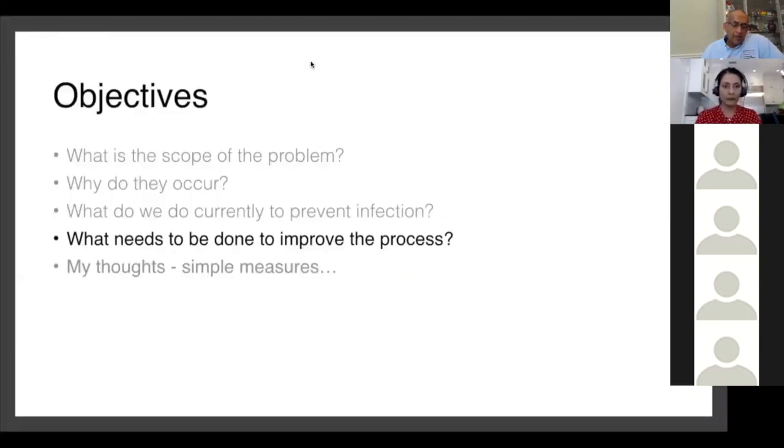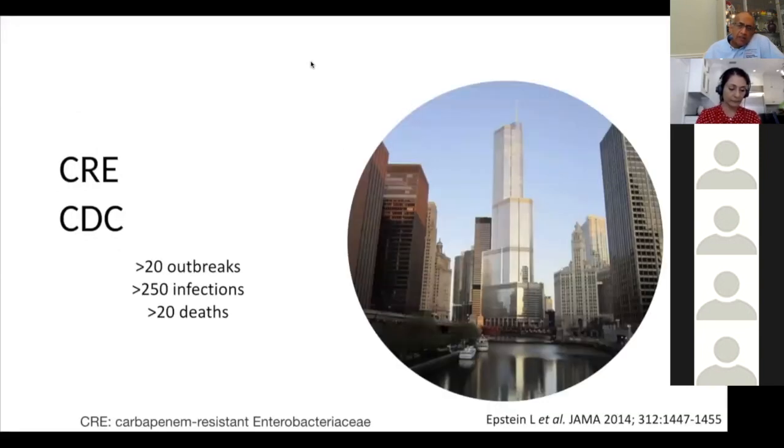All right. What needs to be done to improve the process, right? If you're doing all of these things, we should not have infection. But we do have infections. We had infections. So what needs to be done to improve the process? So that goes back to this outbreak in Chicago.